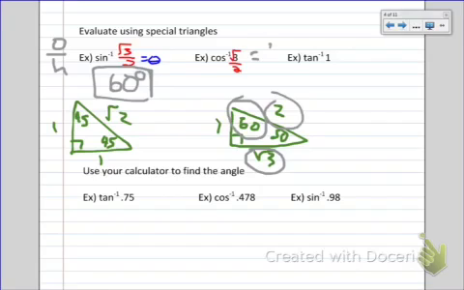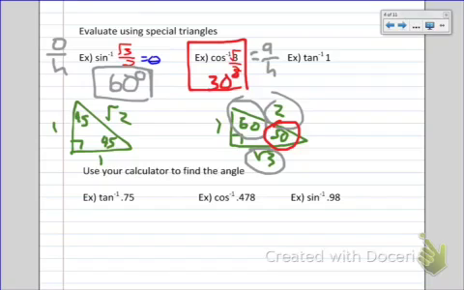Next one asks for the inverse cosine of the square root of 3 over 2. Well, I know cosine is adjacent over hypotenuse. So square root of 3 and 2, I already got those circled, but now we're looking for adjacent over hypotenuse. Well, the square root of 3 is adjacent to 30 degrees. So the inverse cosine of the square root of 3 over 2 is 30 degrees.